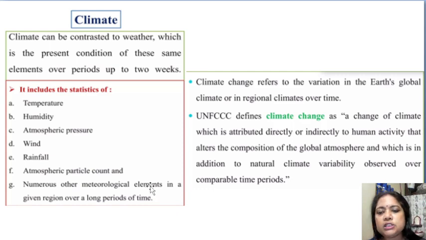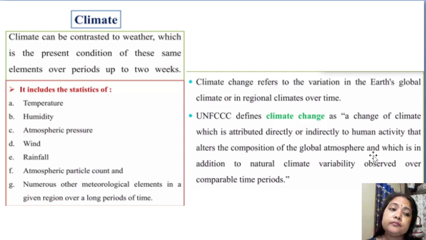Climate change refers to the variation in the Earth's global climate or in regional climates over time. There is one organization, the UNFCCC, that defines climate change as a change of climate which is attributed directly or indirectly to human activity, that alters the composition of the global atmosphere, and which is in addition to natural climate variability observed over comparable time periods. UNFCCC's full form is United Nations Framework Convention on Climate Change.